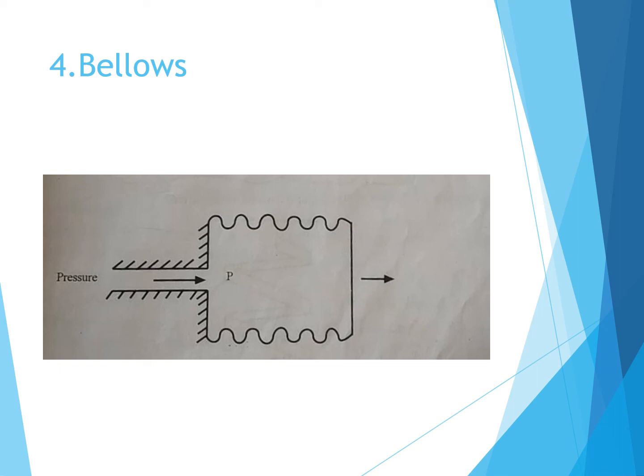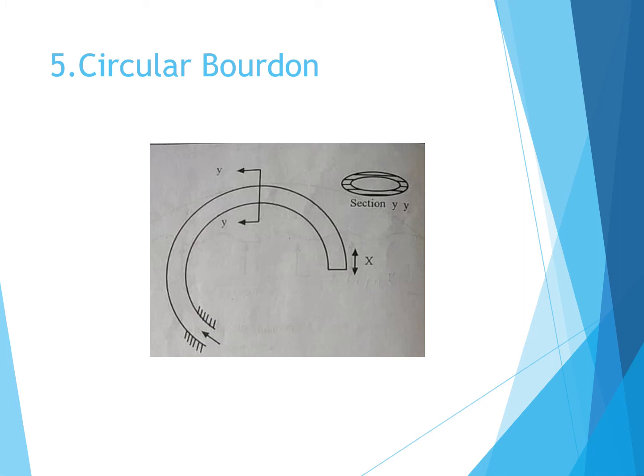Right? It is where the pressure is applied inside this elastic member. This is that member inside where the pressure is applied. Then circular bourdon. It is a tube where the pressure is applied, and you can see this elongation in the x-axis.